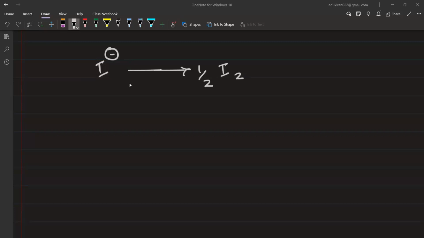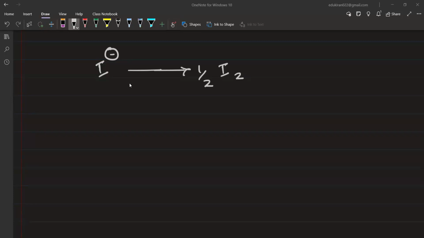Can Shahid, can you read this? How are you going to read it? What do you understand from this reaction? Shahid. I negative forms half I2.